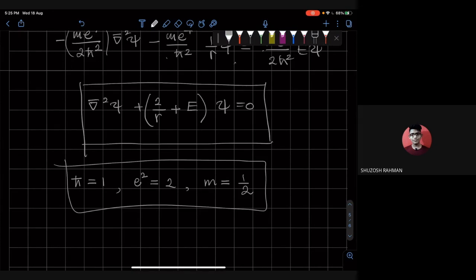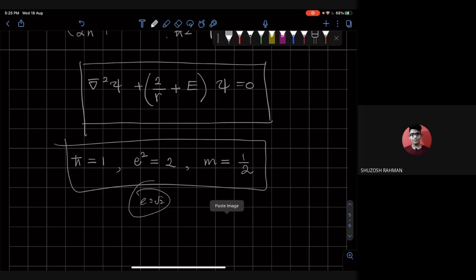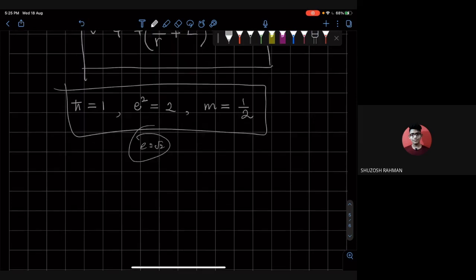I mean, I can always do this, right? I can always say, okay, I'm just going to set the mass to be half, because it's an arbitrary mass, right? It's a reduced mass. It's not a comparison of one mass with another mass, and then the electron. Yeah, so we can always do this. This basically, roughly, means that e is square root of 2, right? So, okay, now we are going to solve the radial equation.